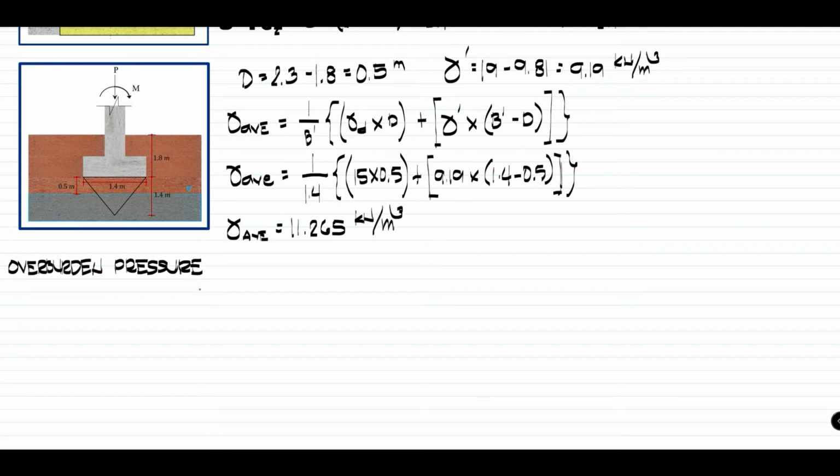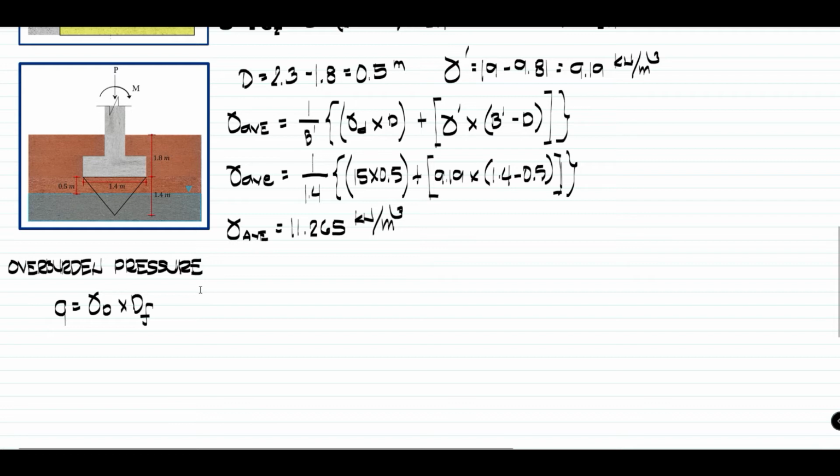So for our overburden pressure, ang kailangan nating i-determine is whatever values yung naka-apply above the footing. So, ang naka-apply lang naman sa kanya is yung soil na ito. So, wala namang ibang nakapatong sa ibabaw. So, we'll just use Q, which is gamma D times DF.